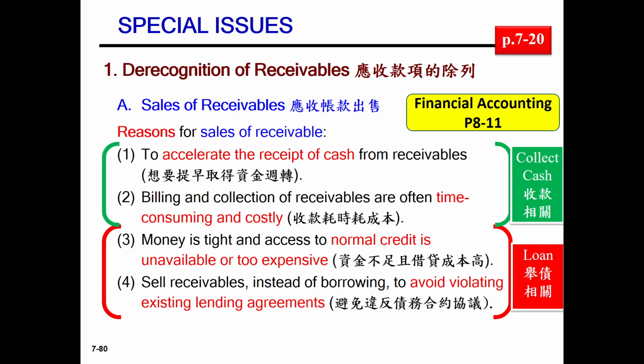Then why do you want to sell receivables to the factor, to the bank? Remember, the first reason is what? You don't want to do the dirty job. So what is the dirty job? Collect the money from customers. It's quite hard to do that. Like what? If you lend the money to someone else, could you ask them to pay the money back? Well, or you are waiting there. Someday they will pay the money back.